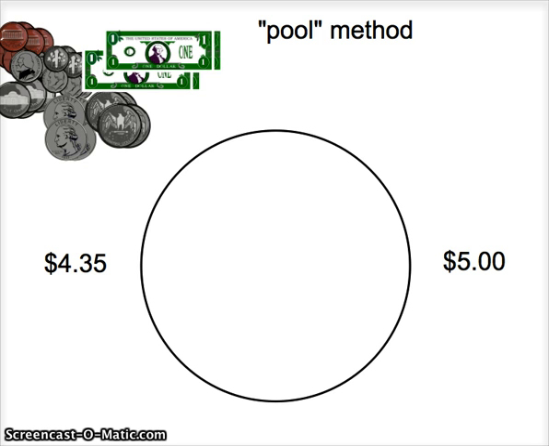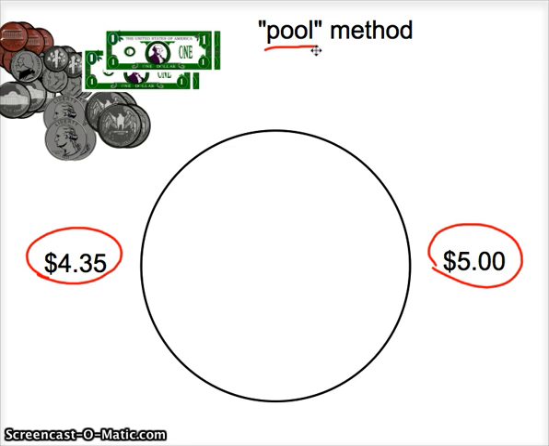The first method to finding change is what I call the pool method. In this way, you will draw the smaller amount of money on the left, which is $4.35, that's how much your item costs. And on the right side of the pool is what you're paying with, $5. And finding the change is actually finding the difference between these two money amounts. So what is the difference between $5 and $4.35? In this method, you can draw coins. In this case, I will drag them into the pool.